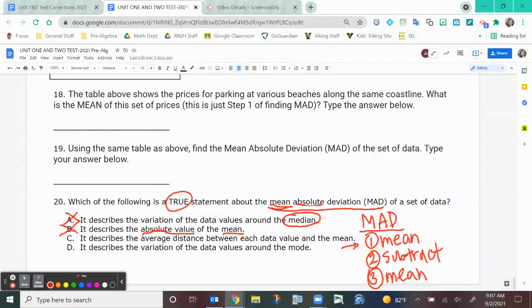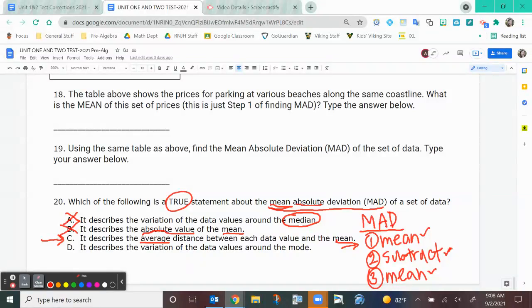C, it describes the average distance between each data value and the mean. So this is involving finding the mean and then finding the average, which is just another word for mean, distance between each data value and the mean. So we found the mean, and then the average, the mean distance from the mean, which is when we subtracted, we were finding the distance each data value was from the mean. So this is a roundabout way of explaining exactly what we're doing.